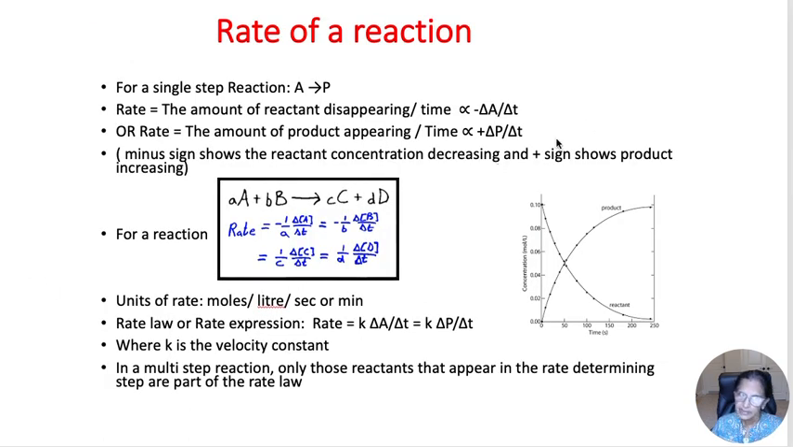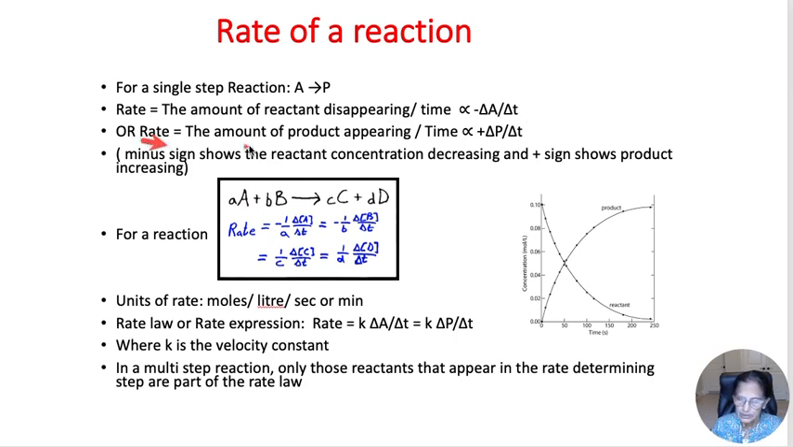What is the rate of a reaction? We know that when a reaction progresses, the concentration of the product goes on increasing and the concentration of the reactant goes on falling. For a single step reaction like A giving products, rate is written as amount of the reactant disappearing by time, that is proportional to minus delta A by delta T. Minus represents the concentration of the reactant is decreasing with time.